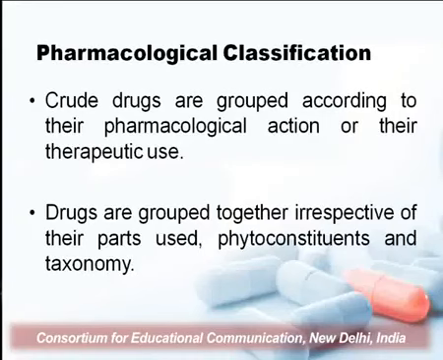So next is the pharmacological classification. In this type of classification, crude drugs are normally classified according to their pharmacological activity, their action, or their therapeutic use. In this type of classification, drugs are grouped together irrespective of their plant part used, their type of chemical constituent present, or their morphological structure or character. And in this system of classification, we can categorize drugs depending upon their activity.